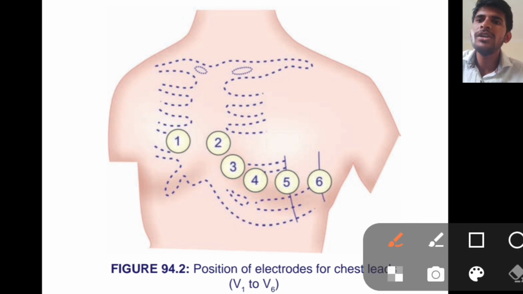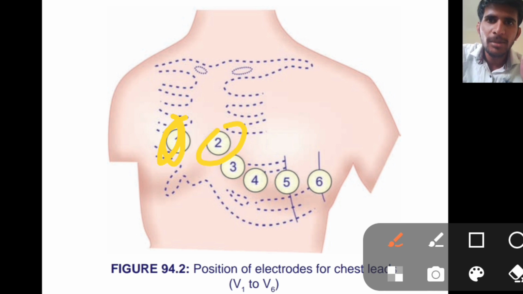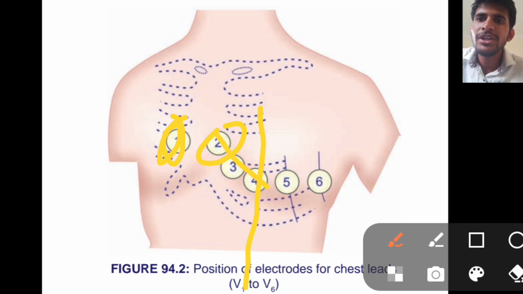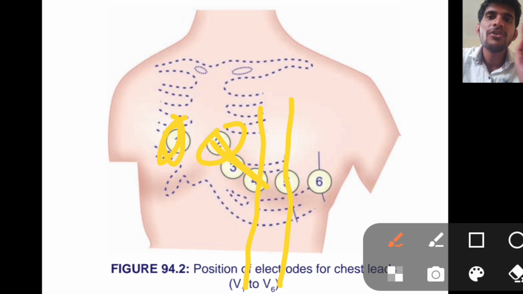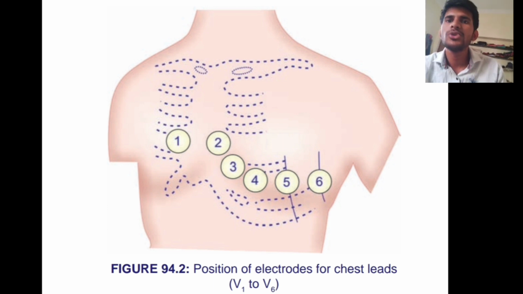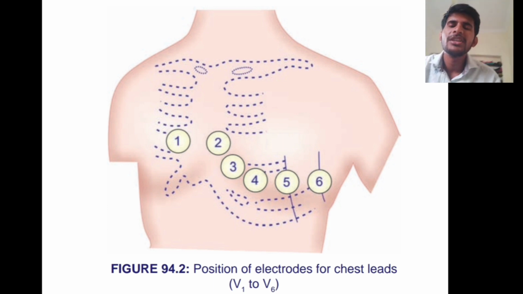So V1 and V2 are attached along the sternal margin in the 4th intercostal space. V4 is attached at the mid clavicular line. V3 is attached between V2 and V4. V5 is attached at the anterior axillary line. V6 is attached at the mid axillary line. Okay. And silica gel is used to attach, and potential is calculated. In the next part we will see how to read an ECG.